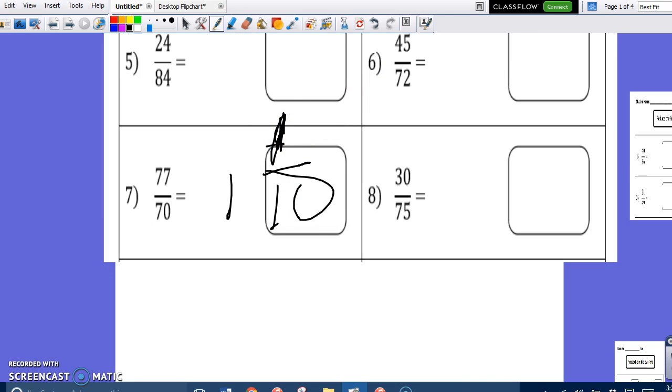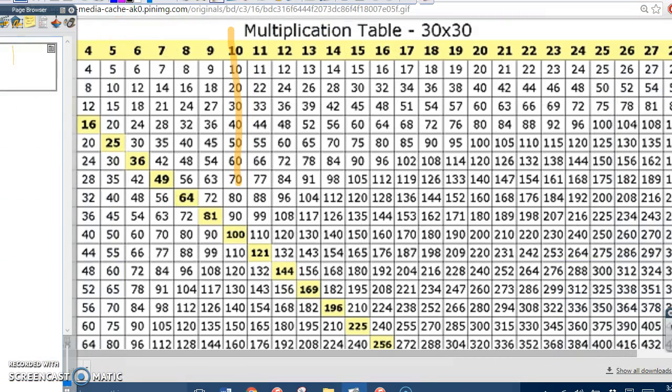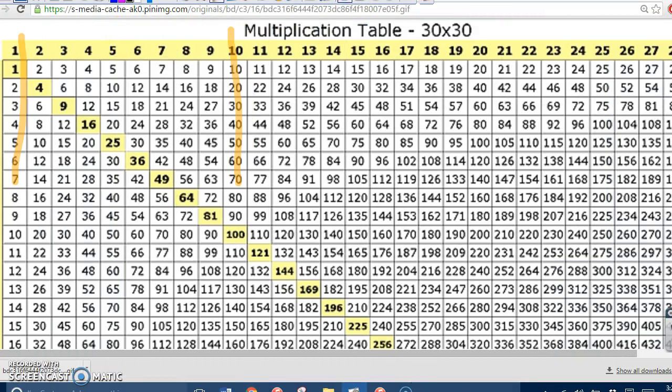All right. So moving on to the last one, I'm going to hurry up and do this because the video is already 12 minutes long. 30 and 75. It's not top heavy, so I'm going to look for a 30 and a 75. If you know number sense or you have a good idea, anytime you have a 0 and a 5, you can use 5 as a divisor, okay? So I know 5 will go into both of these numbers, but let's pretend that I didn't know that, and I'm going to use the multiplication chart to help me out, okay?